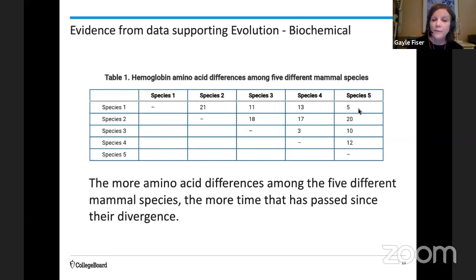Okay, so the more amino acid differences among the 5 different mammal species means the more time that has passed since their divergence. And the divergence means there was a common ancestor and mutations happened, and these began their journey to becoming a different species, okay? So if you look, this would be the closest one. There's only 5 amino acids different between 1 and 5, and between 2 and 5, there was 20. So this one's the farthest away, and 10 and 12 will be somewhere in the middle. And that's from just some data on a table in that organization is what I wanted you to see.